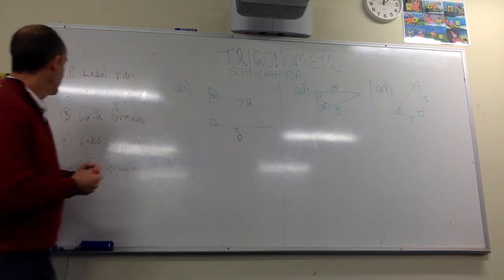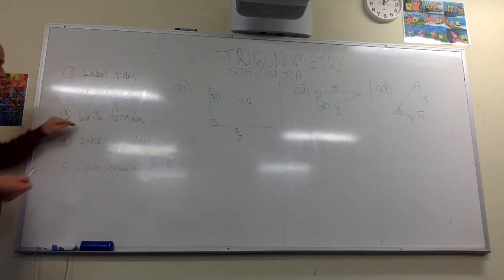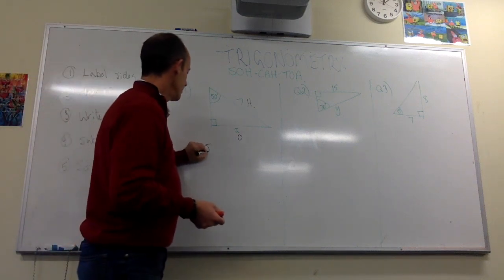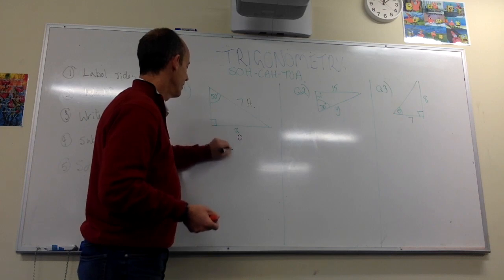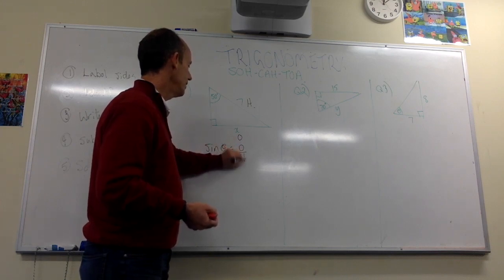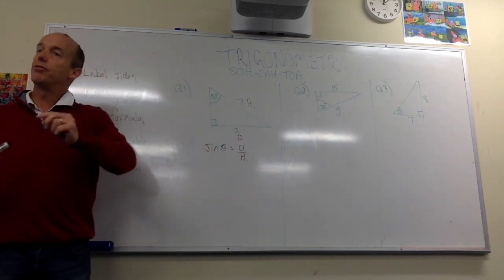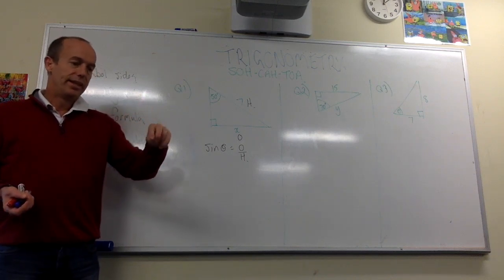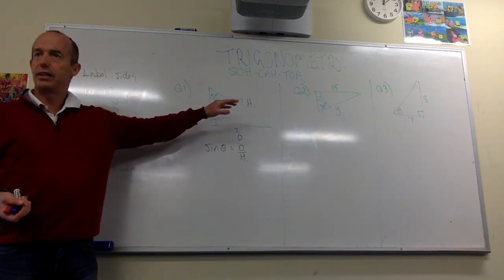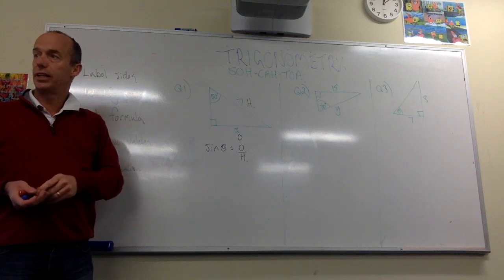So that's our second step, identify the ratio. Third step is to write down the equation. So I'm going to say sine theta equals O over H. And as we've talked about, that would be 1 mark, just doing that. Labelling the sides, picking out which ratio you need.